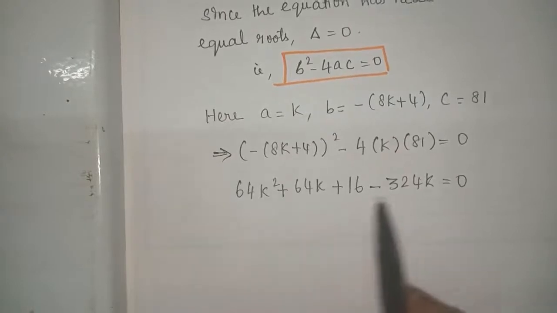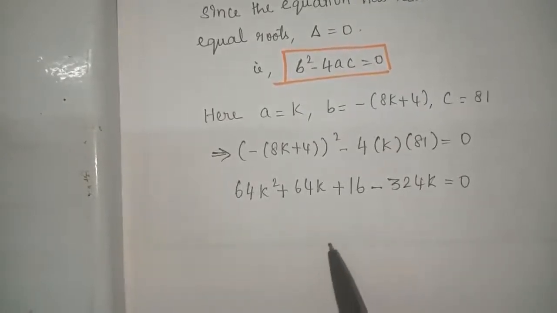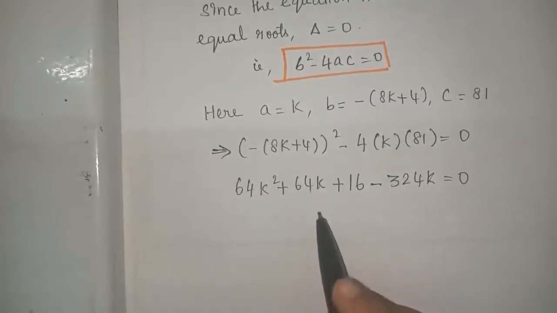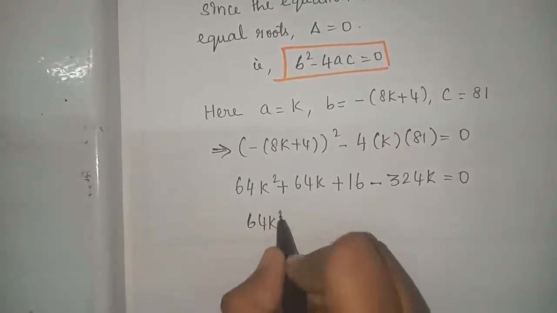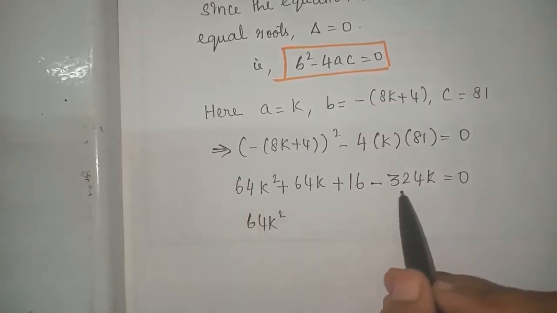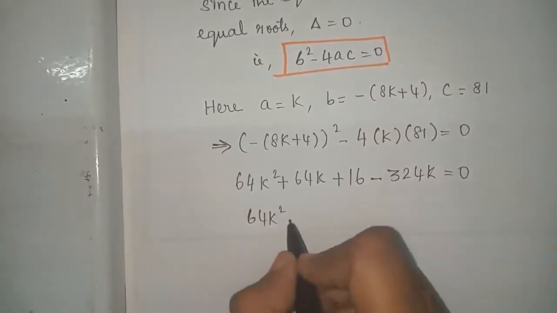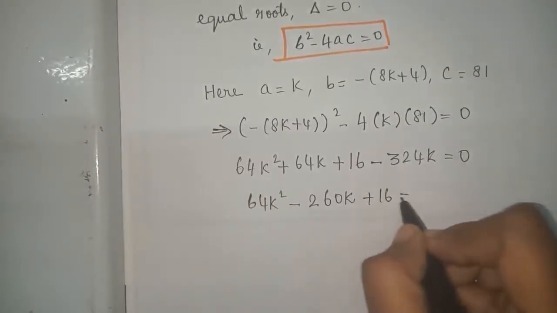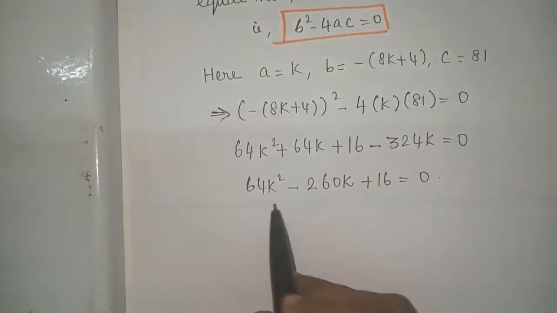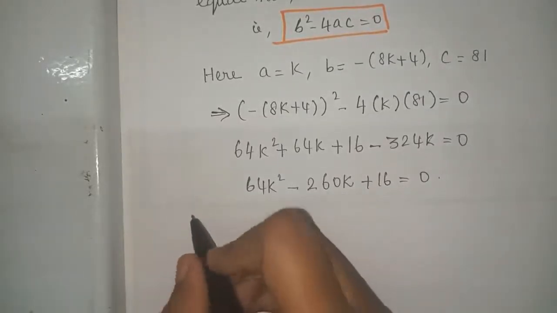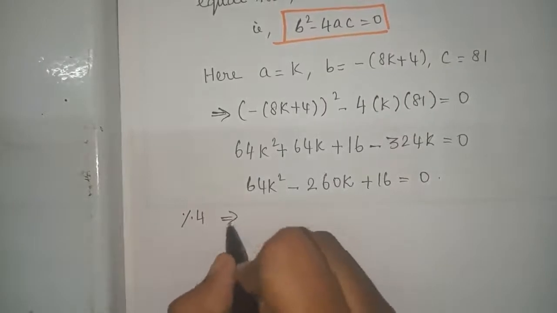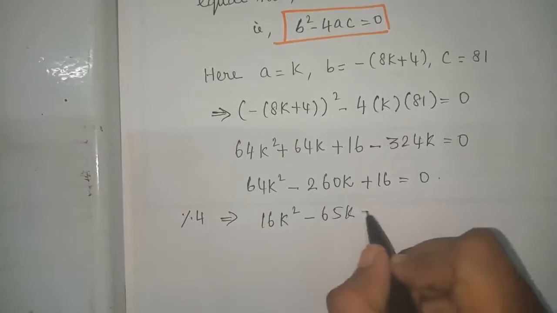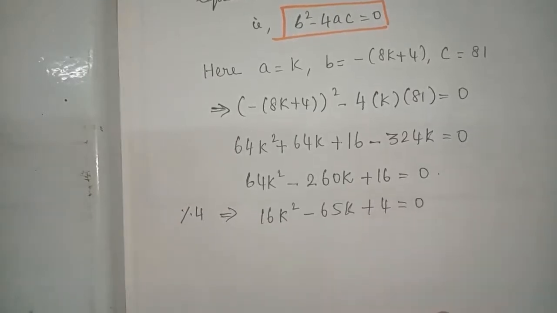Now you should take this equation in the form of a quadratic equation. After that you find the roots of k using the factorization method. So 64k² plus 64k minus 324k, you get minus 260k plus 16 is equal to 0. This equation is a multiple of 4, so dividing throughout by 4 you get 16k² − 65k + 4 = 0.